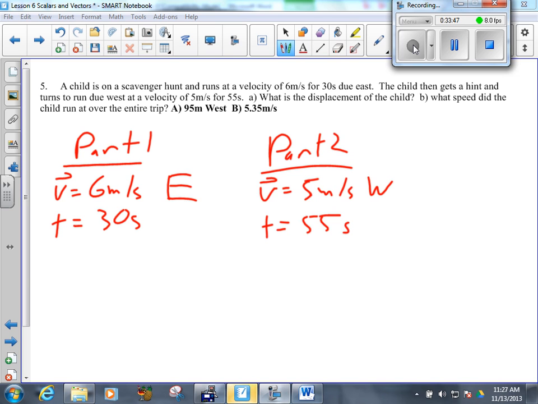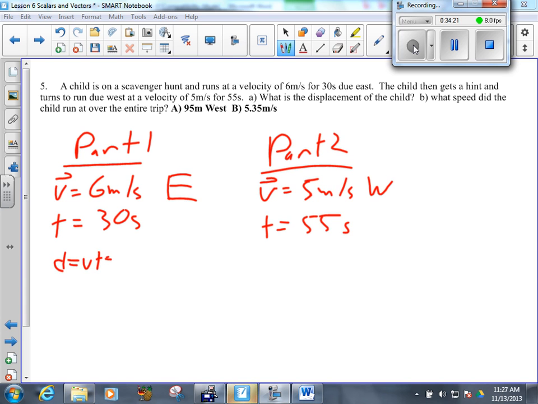If I'm going to find average velocity, what do I need? 2 things. Total, not distance, total starts with D. Displacement, right? This is a velocity question. Total displacement, and total time. Well, I don't have the displacement in either part, but I have v and t for each part. What can I find? D for each part. So got to do that first. D equals v times t.